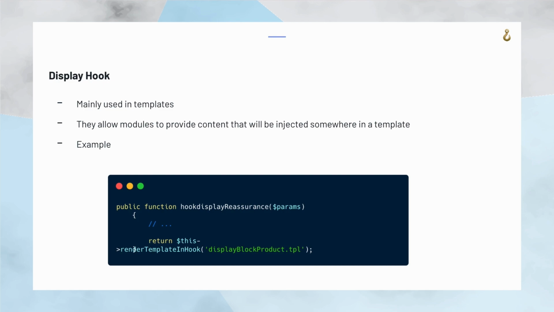Here we have a public method with a hook display. This is the signature of a front hook or a display hook, and we end up with some keyword, reassurance or whatever, and it accepts some parameters here. That is basically the scope or the context of Prestashop. Importantly, it returns certain content, whether HTML or some TPL files. It's very simple and pretty much used by all the modules.